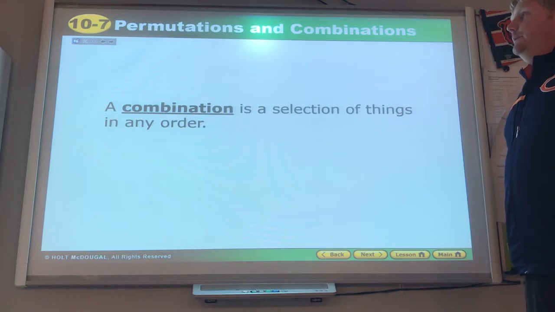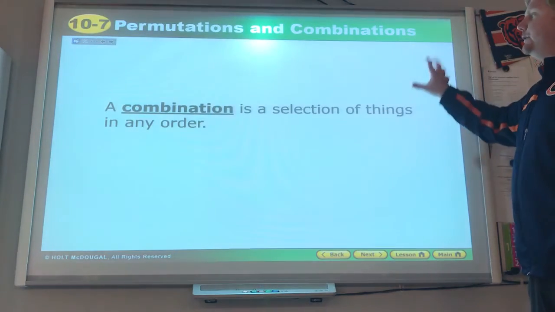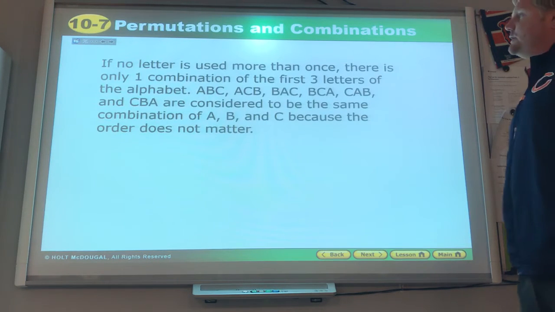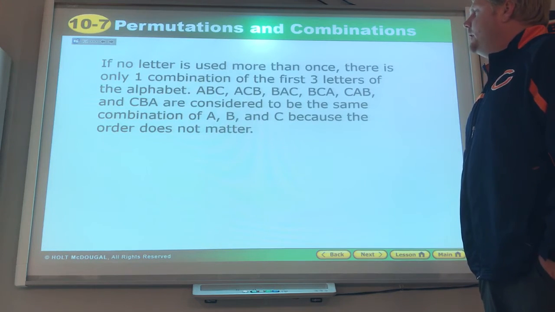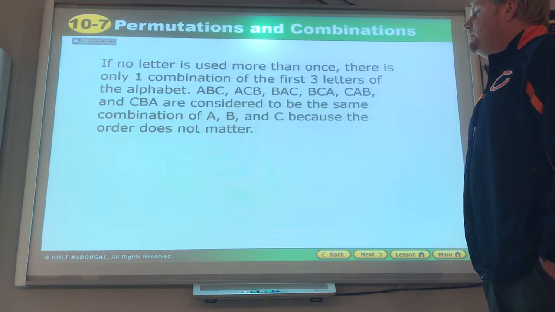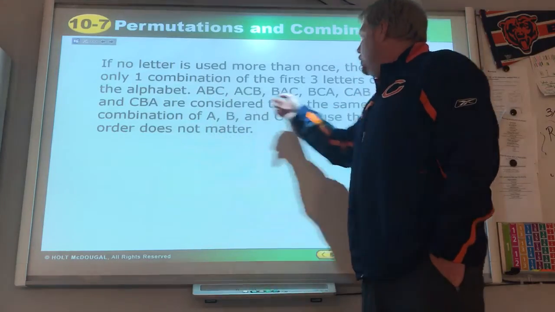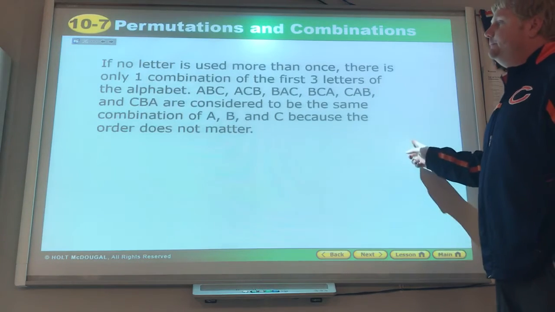A combination now. A combination is a selection of the things in any order. If no letter is to be used more than once, there is only one combination of the first 3 letters of the alphabet. ABC or ACB, BCA are considered to be the same combination of A, B, and C because the order does not matter. With combinations, there's A and there's B and there's C in all of them. So they're the same. Combination, order does not matter.